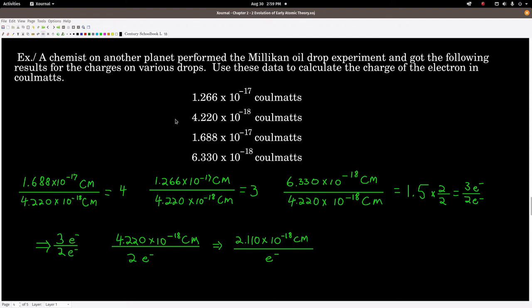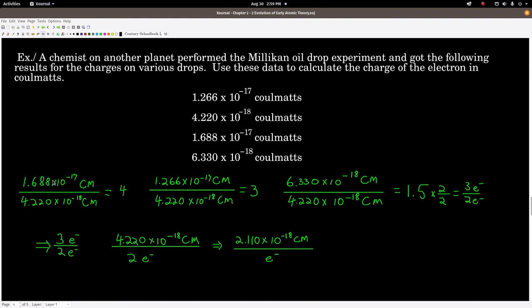So the way you do this is you look for the smallest of these numbers. Remember, 10 to the minus 18th is a smaller number than 10 to the minus 17th, and 4.22 is smaller than 6.33. So you take that smallest unit of charge and divide it into the others. If it goes evenly into all of them, then we can say from this data that that is likely the charge of an electron. But let's look at this. If we start doing the division, we take this number divided by the smallest number, and we get four.